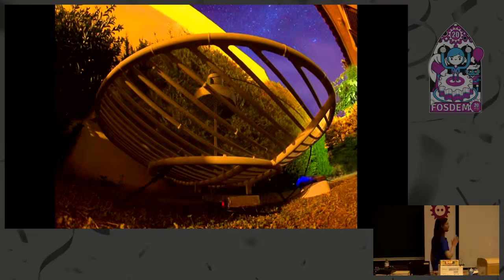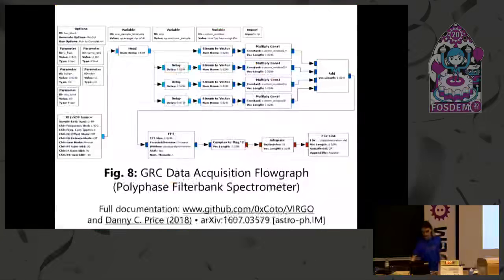So this is what the telescope looks like in its current form. And this is basically the data acquisition flow graph, the digital signal processing. It's based on a polyphase filter bank spectrometer. This is GNU Radio. Many of you know this. And you can find the full documentation here. I've made a separate documentation just for this flow graph.